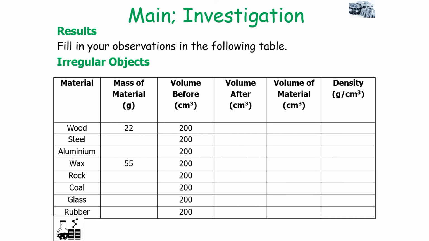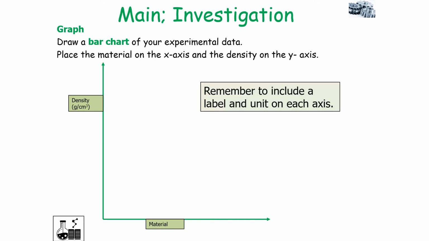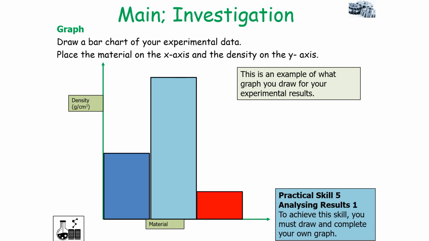Once again, note that the mass of the material is in grams and the volume of the material is in centimeters cubed, so the density is in grams per centimeters cubed because the density unit is the unit of the mass divided by the unit of the volume. You would then draw a bar chart of your experimental results, placing the density on the y-axis and the material on the x-axis. Always include a label and unit on each axis, and you will get graphs such as this for your experimental results.